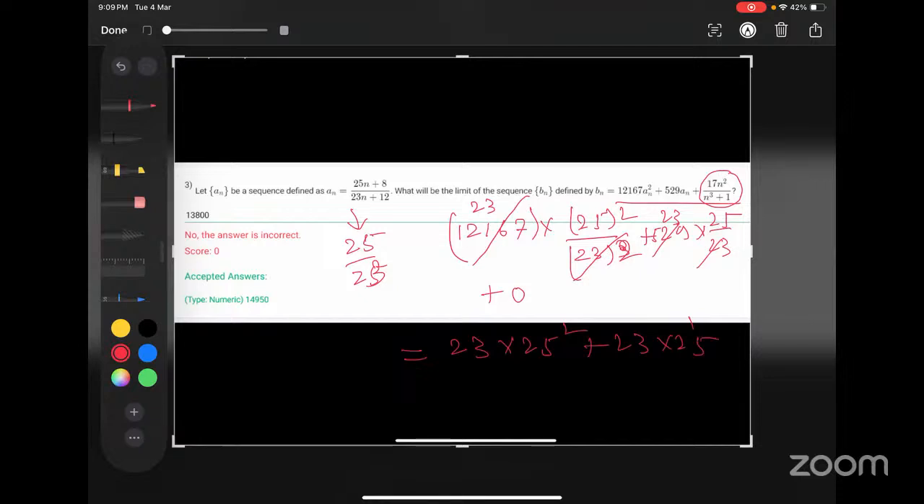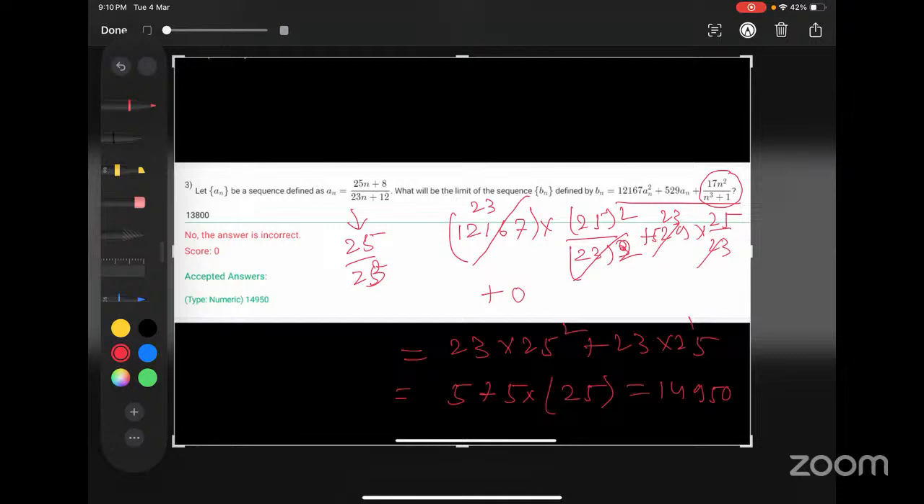This I can calculate using a calculator. Then 575. If I take 23 into 25 common, then we will get 25 plus 1, that means 26 into 575 into 25. 575 divided by 25. I got 4,490. Maybe it is my calculator mistake, madam.